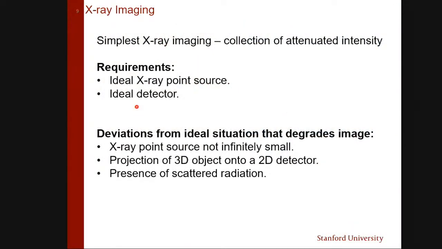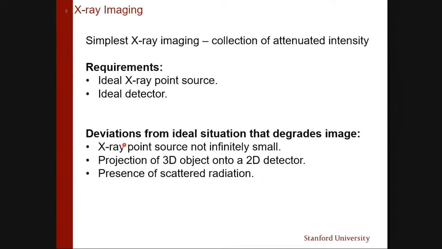So what do we need for X-ray imaging? We need an ideal X-ray point source. Ideal, I mean no size. And then an ideal detector. Detector, the pixel is unlimitedly small, a delta function, right? And of course, you cannot reach these characteristics.